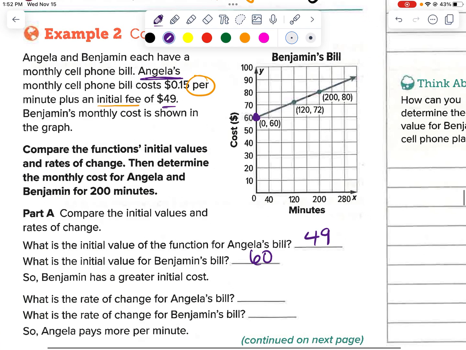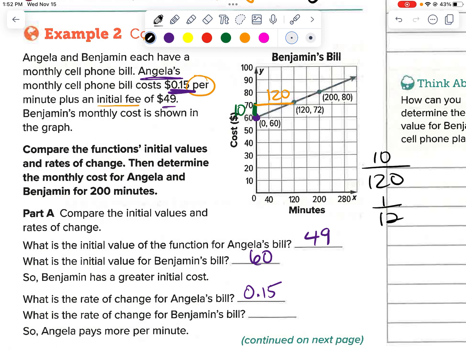What's the rate of change for Angela's bill? If I look up here, that's 15 cents. For Benjamin, I have to actually find that. So we don't go up 1. We go up from 60 to 70, so that's up 10. Then we come over here, and the x value is 120. So my slope is 10 over 120, which is 1 over 12. And you put that in the calculator.